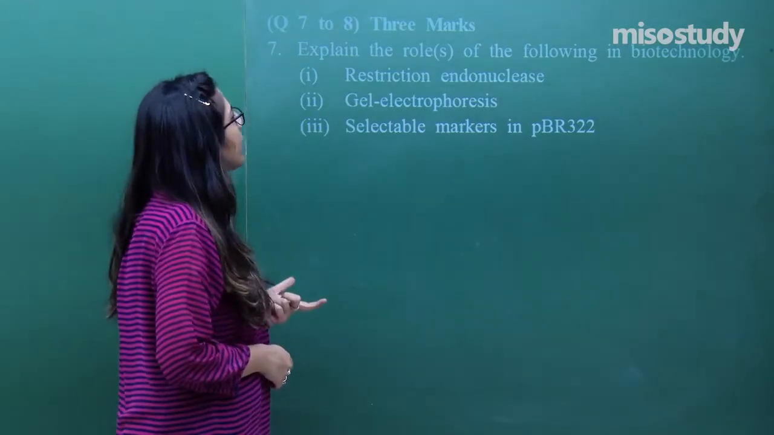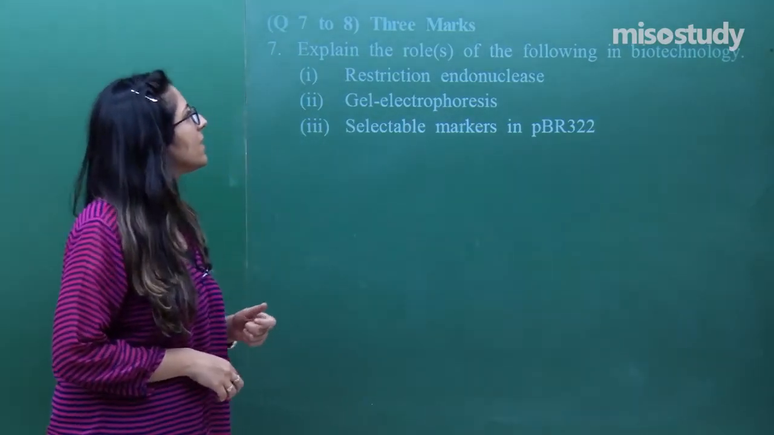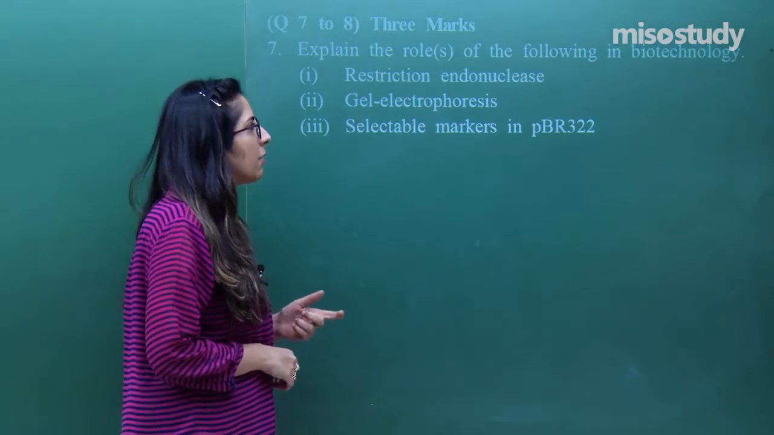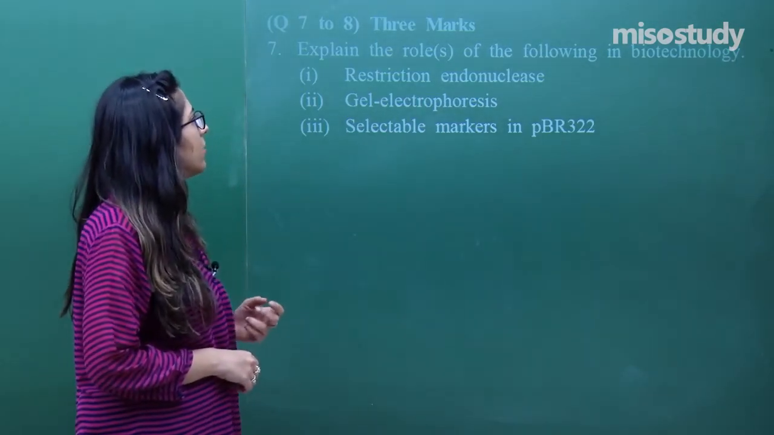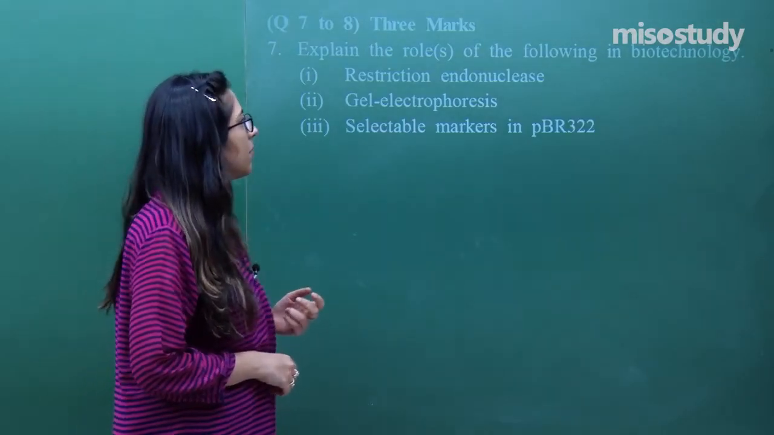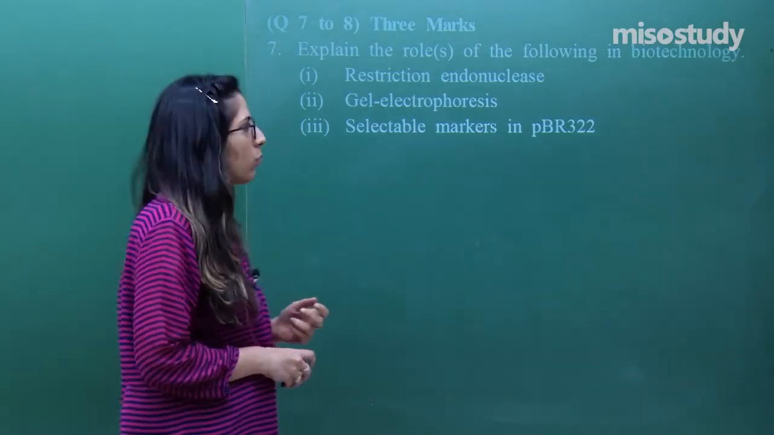So question number 7 is of 3 marks. The question states, explain the role of the following in biotechnology. First, restriction endonucleases, second, gel electrophoresis, and third, selectable markers in pBR322.